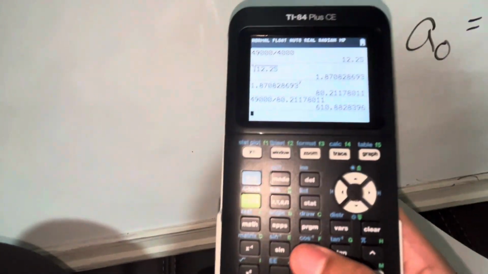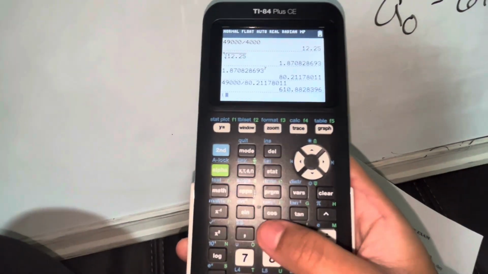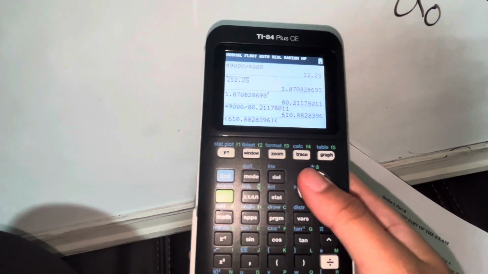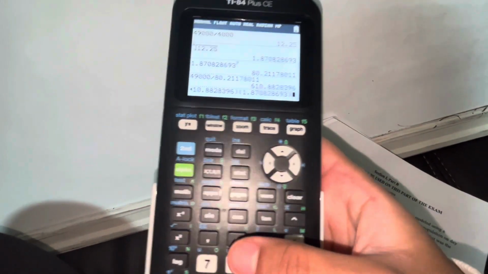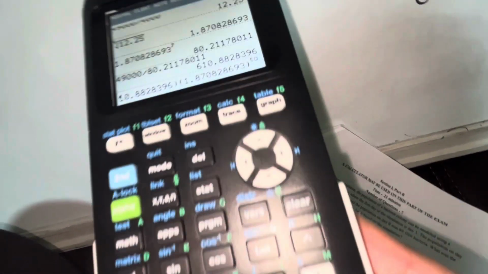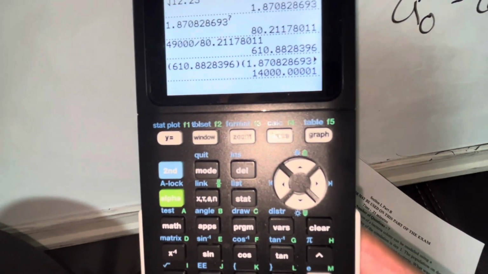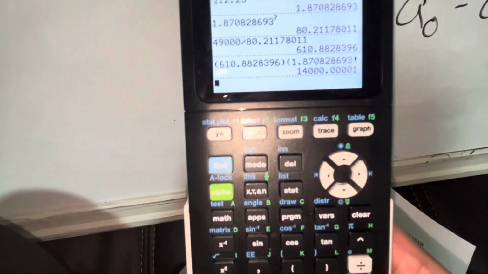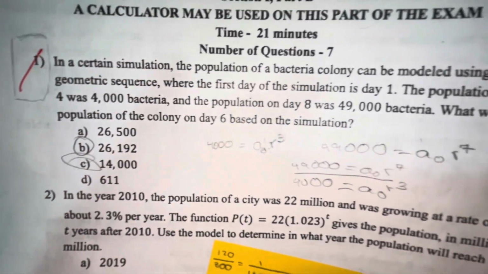Okay, so 610. Let's put parentheses, oops. And then you put the 610 over here, and then you put 1.870 over there to the power of 5. Then you get 14,000.00001, which is basically 14,000, which is one of the options you have in the problem. So it would be C. That is how you get your answer.